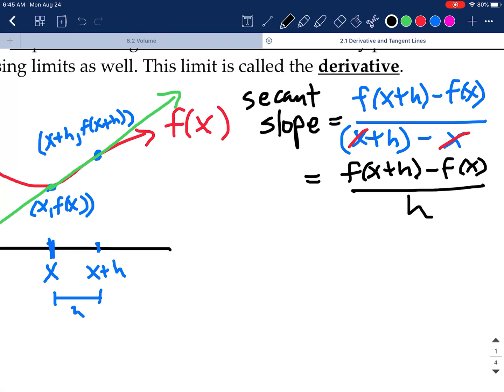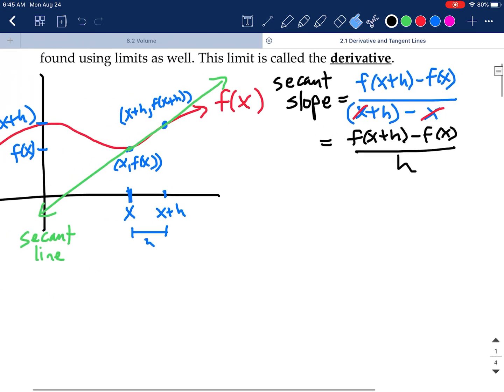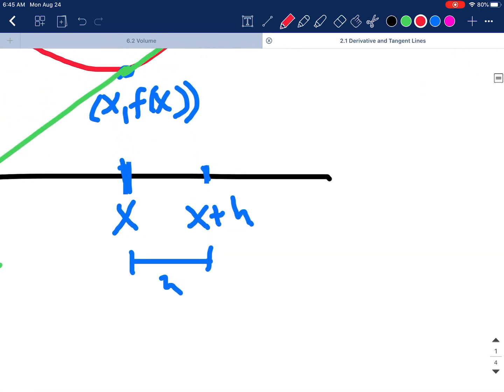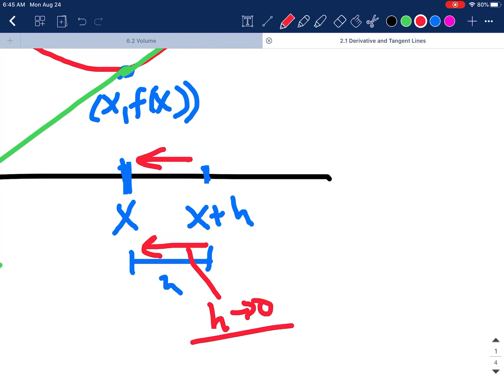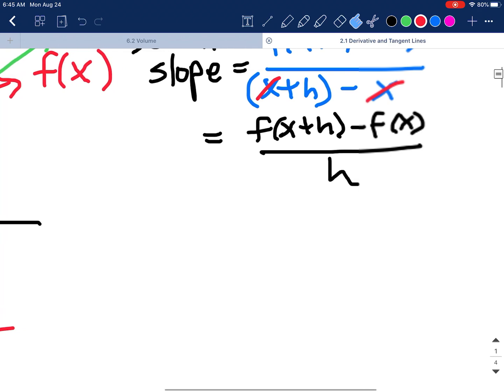That f of x plus h minus f of x over h, which is what we call the difference quotient. But that's our secant slope. So what we're going to do then is to find the actual slope is we're going to shrink this distance down. Right? So we're going to let h go to 0. And as I shrink that down, that secant slope, which is the approximation, will become the exact slope.